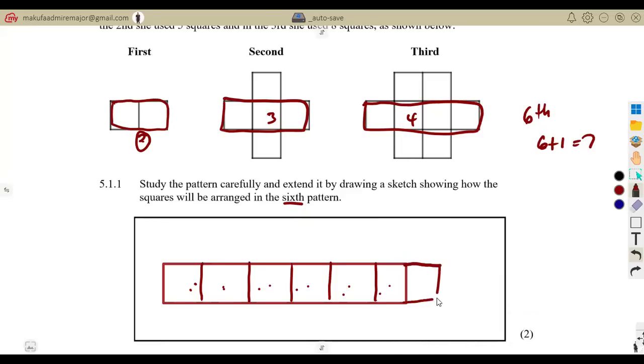What happened to the 7th one? The 7 now. We have 1, 2, 3, 4, 5, 6, 7. This is this row, this one. They're supposed to be 7.